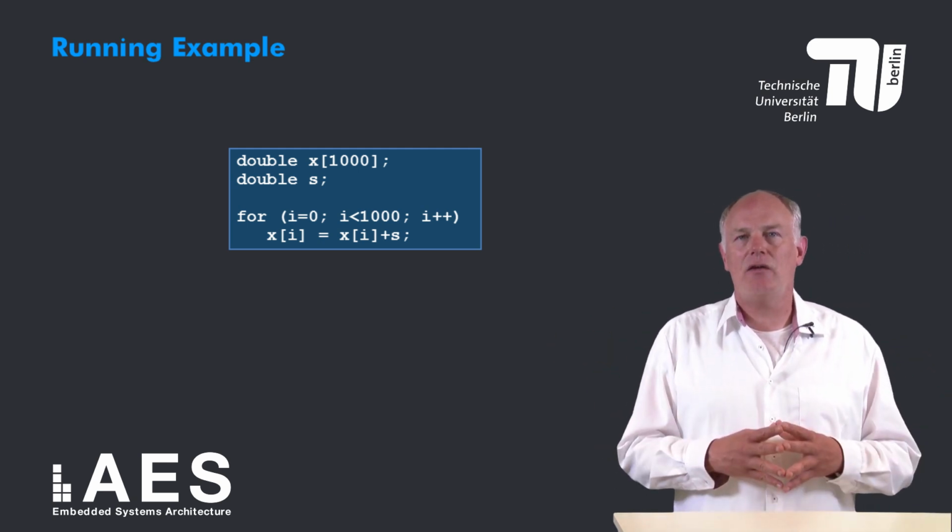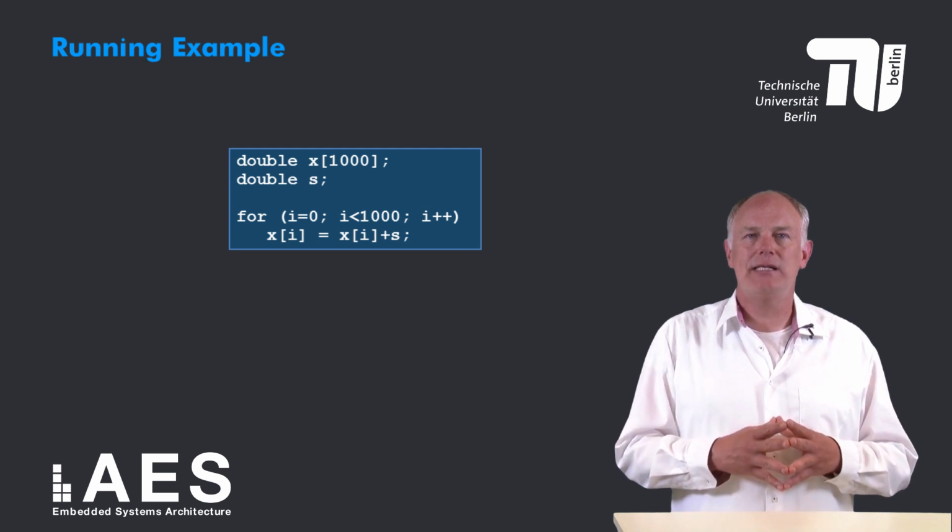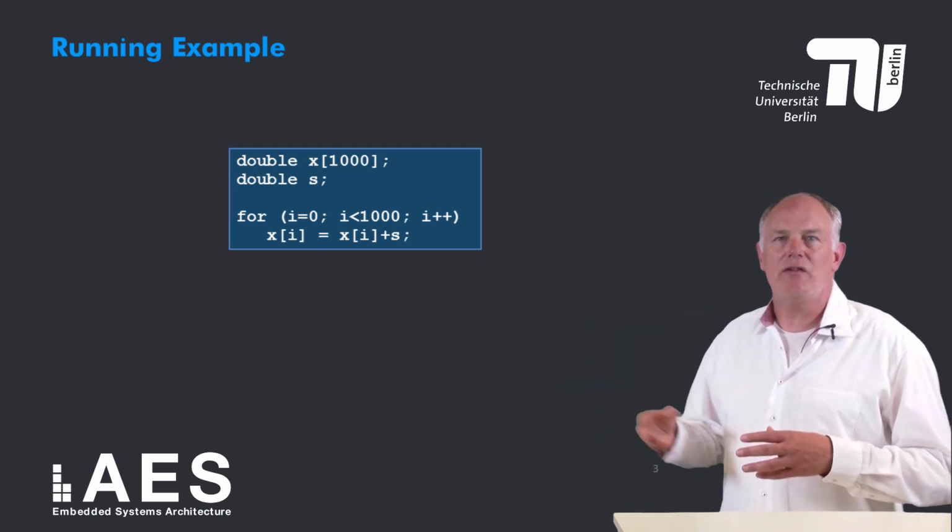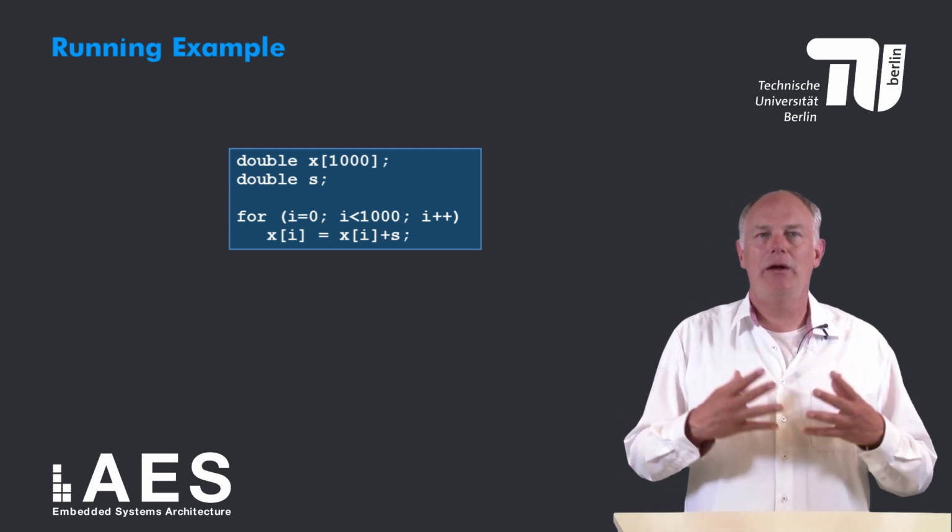We have an array X of 1000 doubles and a scalar value S. Then there is a for loop that adds the scalar S to each array element X[i].